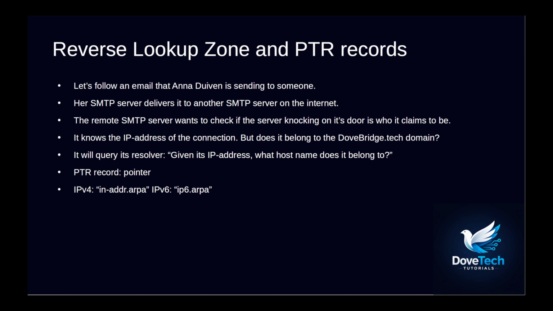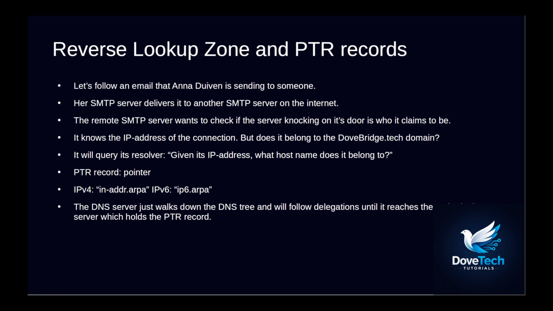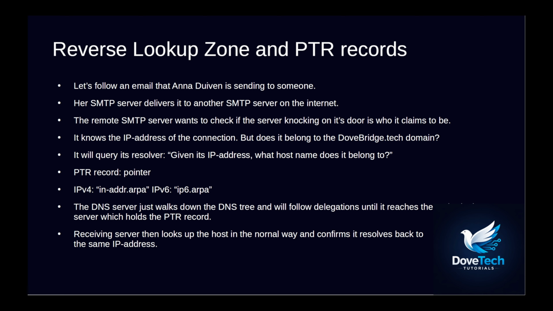To fit inside the standard DNS tree, the IP address is reversed and expressed as a name under in-addr.arpa for IPv4 or ip6.arpa for IPv6. The resolver walks the DNS tree, following delegations until it reaches the authoritative server that holds the PTR record and returns a hostname. The receiving mail server then does one final check. It looks up that hostname the normal way and confirms it resolves back to the same IP address. The address and hostname agree. This is called forward-confirmed reverse DNS, and it is the handshake that confirms legitimacy.